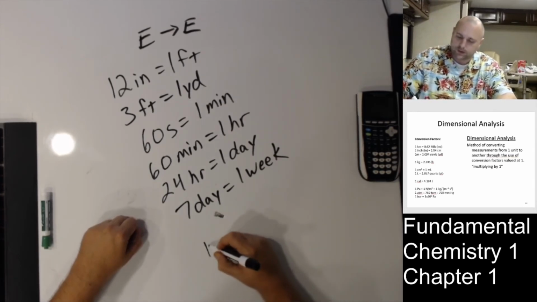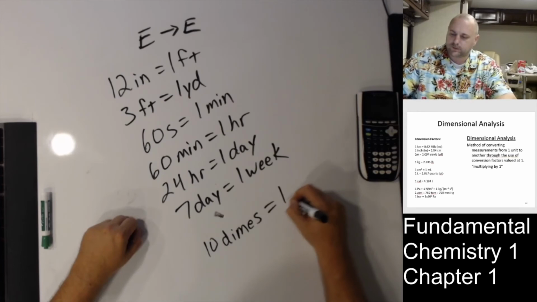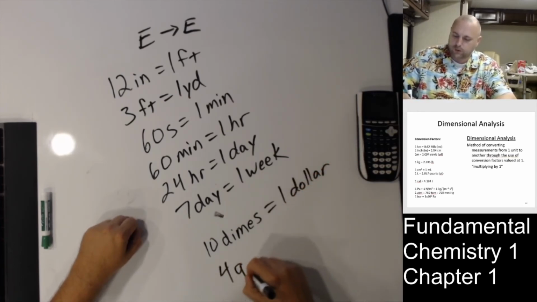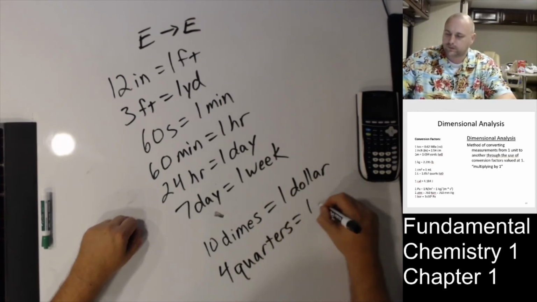I need you to know that 10 dimes equals $1. And 4 quarters equals $1.